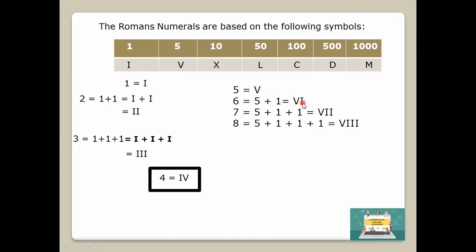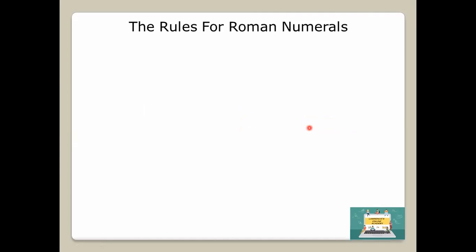5 plus 1, VI. 7 equals 5 plus 1 plus 1. So 7 will be written as VII. 8 equals 5 plus 1 plus 1 plus 1. So 8 equals VIII. But again, 9 is an exception according to rule 4 of the Roman numerals. So now we are going to study the rules for Roman numerals.